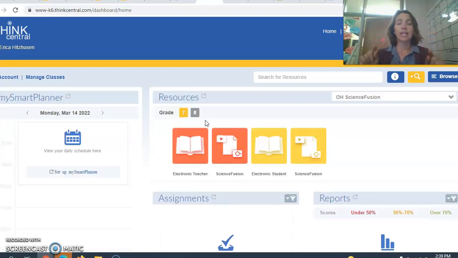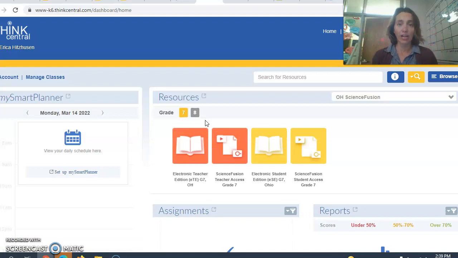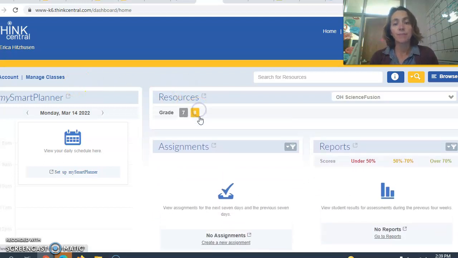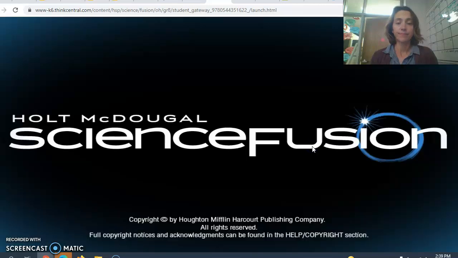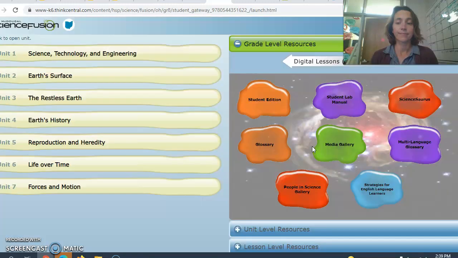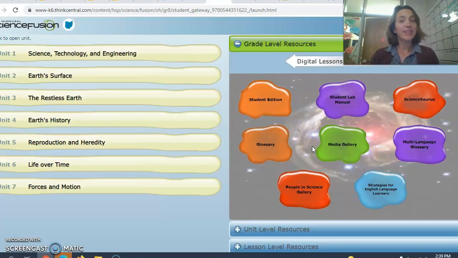You will see something that says My Library. Go ahead and click on My Library, and then you're going to see an icon pop up like this. It's a piece of paper, and it will say Science Fusion Student Access, Grade 8. That is the one you want to click on, Student Access. Okay, it will take you to this page.